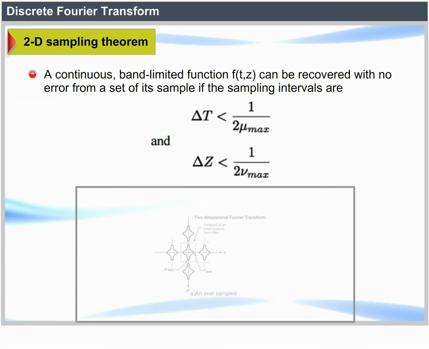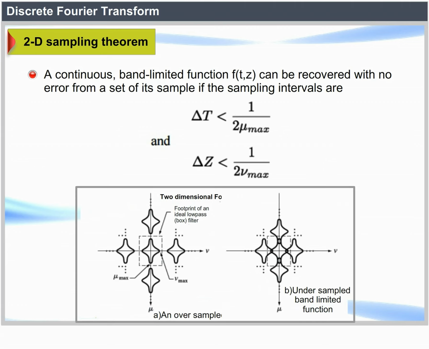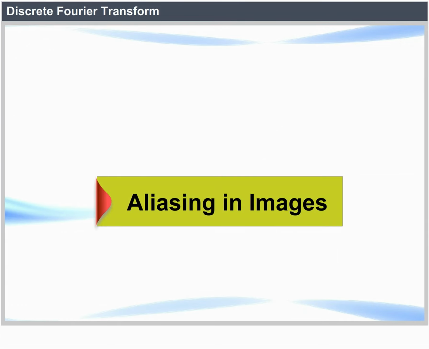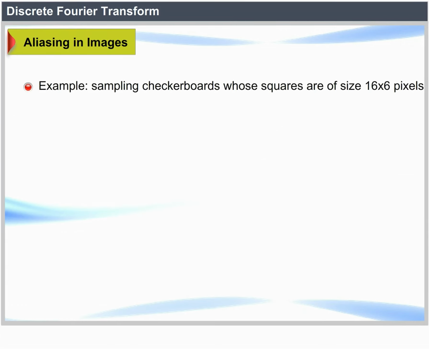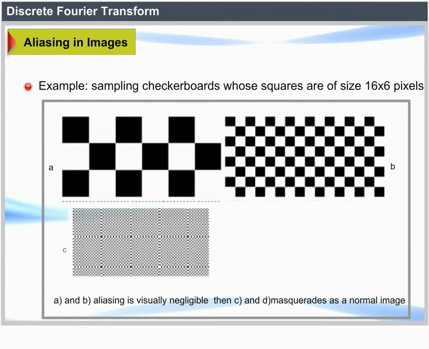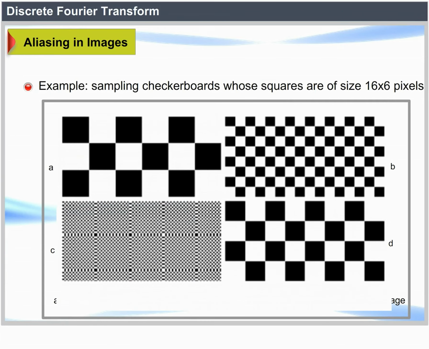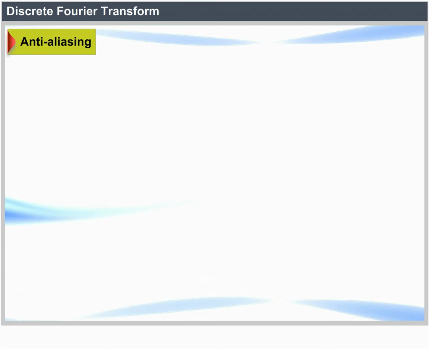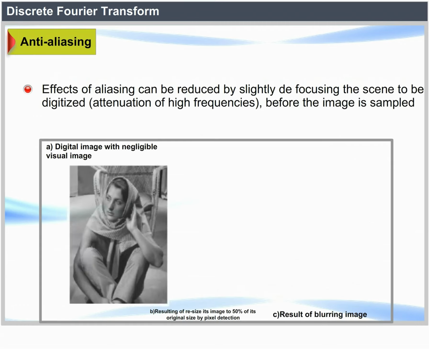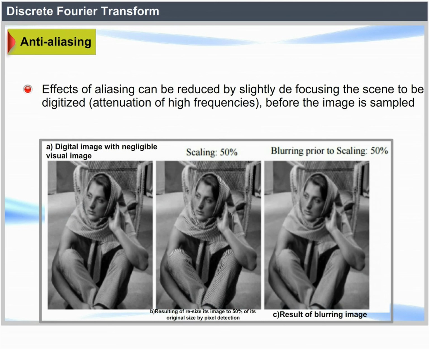Anti-aliasing. Effects of aliasing can be reduced by slightly defocusing the scene to be digitized, attenuating high frequencies before the image is sampled. Effects of aliasing generally are worse when the size of a digital image is reduced. Figure A, digital image with negligible visual aliasing. B, result of resizing the image to 50% of its original size by pixel deletion. C, result of blurring the image.